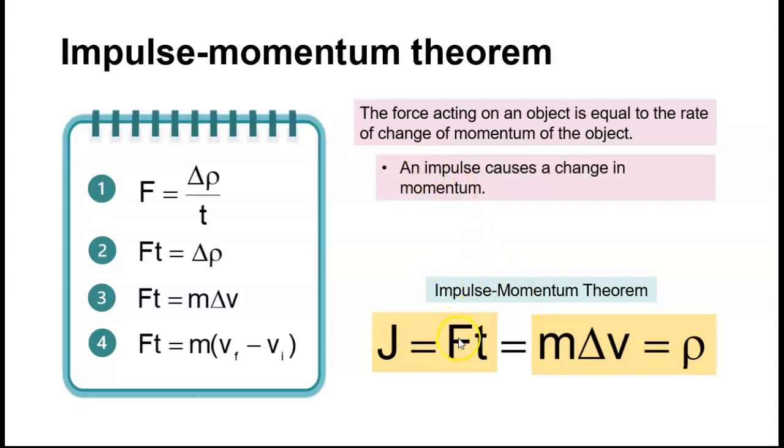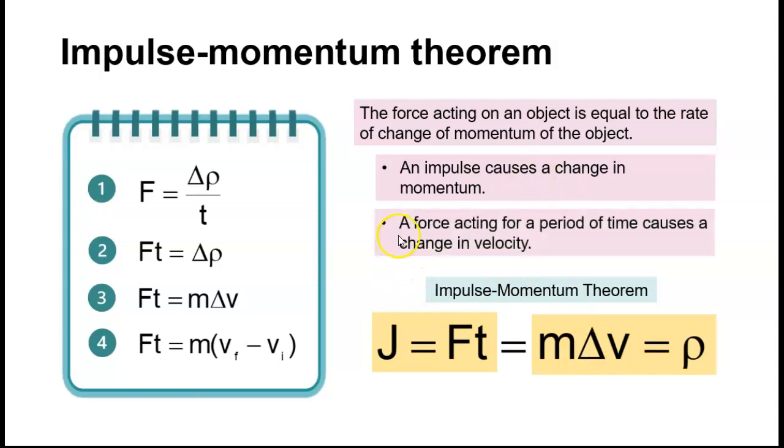Let's talk about what this really means. So if you have an impulse, which is really an event, such as a collision or an explosion, an impulse will cause a change in momentum. Or said another way, if you have a force that acts for a period of time, it will cause a change in velocity of the object. Now this is important. Force for a period of time.